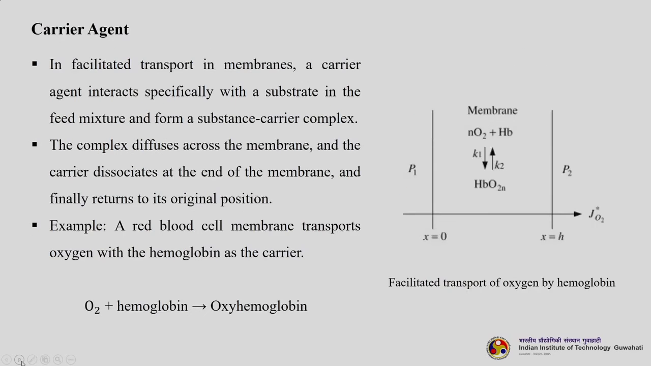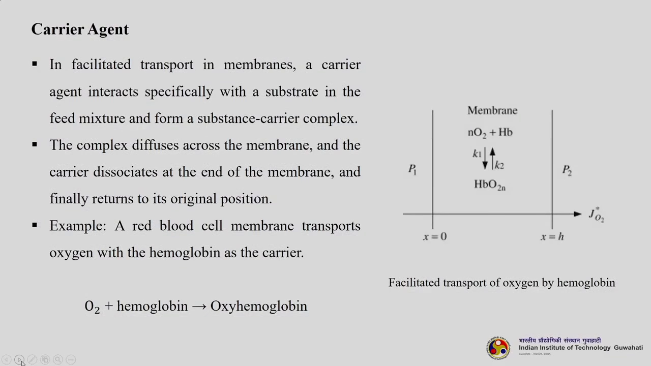Now, the carrier agent. Since this is facilitated or carrier-mediated transport, what is a carrier, how to choose a carrier, and what are the properties of a carrier plays a very important role. In facilitated transport in membranes, a carrier agent interacts specifically with a substrate in the feed mixture and forms a substrate-carrier complex. This complex diffuses across the membrane, and the carrier dissociates at the end of the membrane.